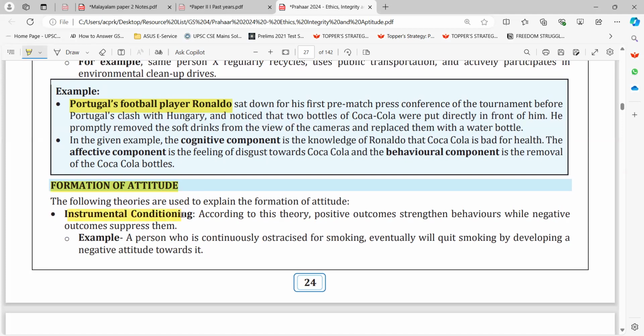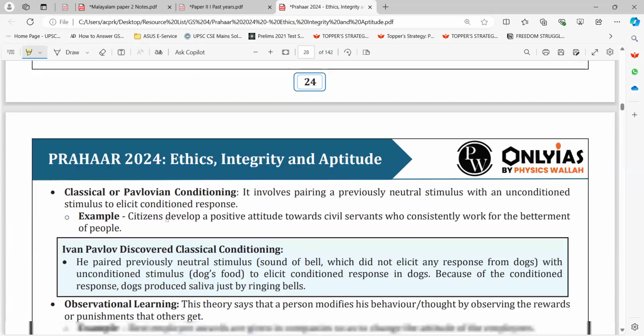Instrumental conditioning. According to this theory, positive outcomes strengthen behaviors while negative outcomes suppress them. Example, a person who is continuously ostracized for smoking eventually will quit smoking by developing a negative attitude towards it.